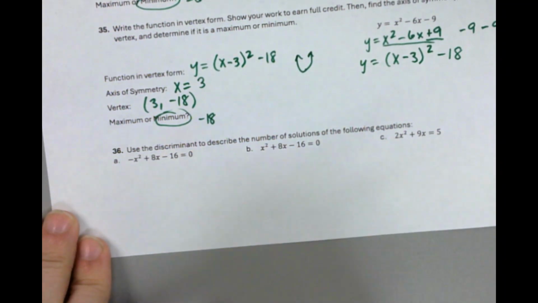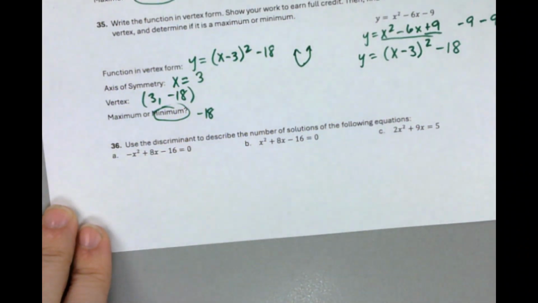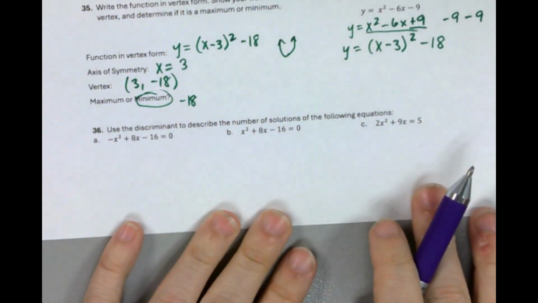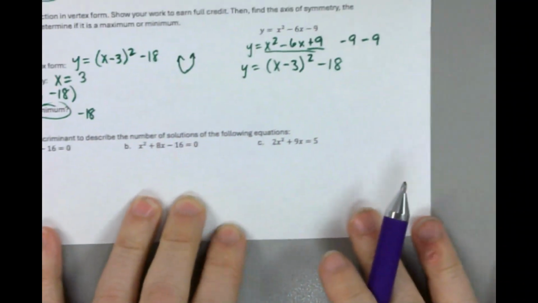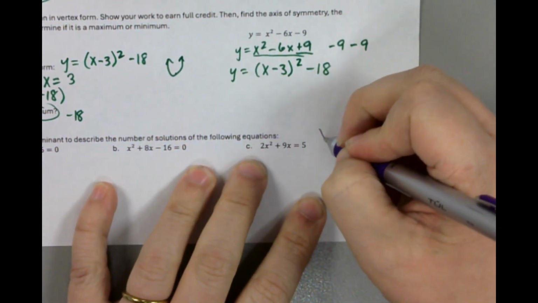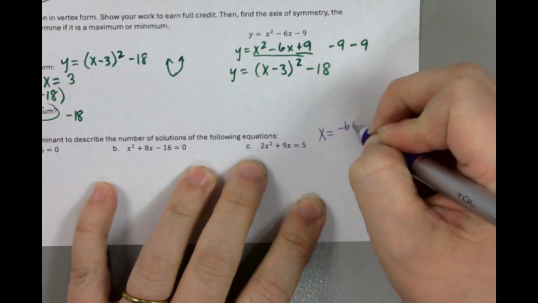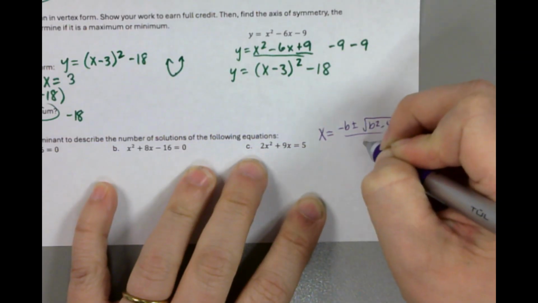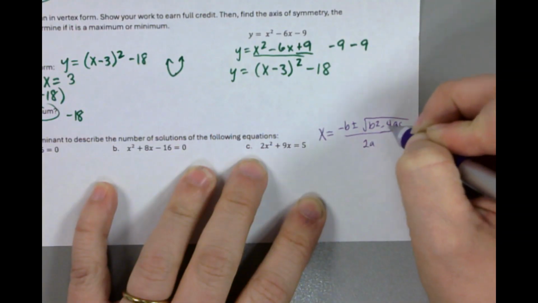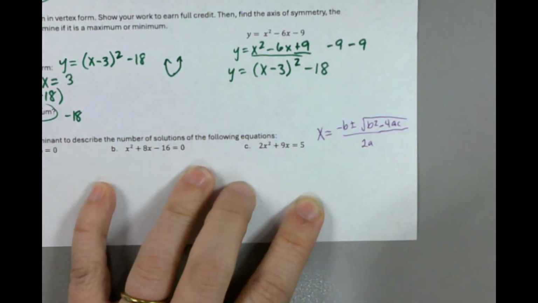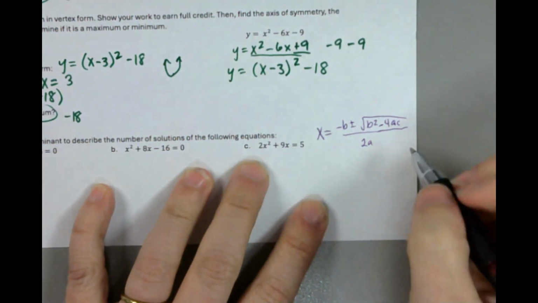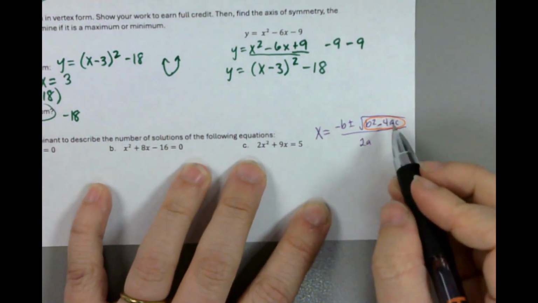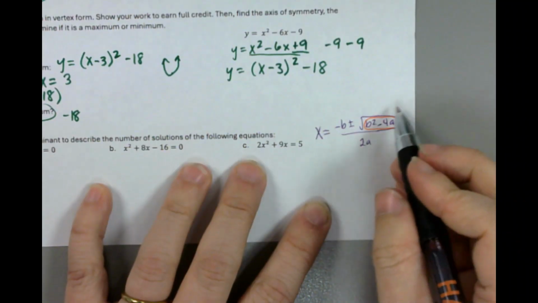All right, use the discriminant. The discriminant. We love the discriminant. To describe the number of solutions of the following equations. So first of all, what is the discriminant? We have our quadratic formula. X is equal to -b plus or minus the square root of b squared minus 4ac all over 2a. Bet you loved hearing me sing that for you. The discriminant is specifically just the b squared minus 4ac. So it's just telling us what we would have underneath a square root.